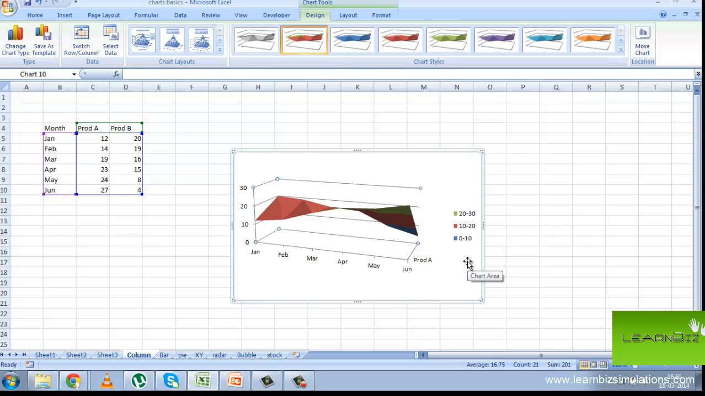Unlike other charts, Excel uses color to distinguish values and not to distinguish data series. The number of colors used is determined by the major unit scale setting for the value axis. Each color corresponds to one major unit.